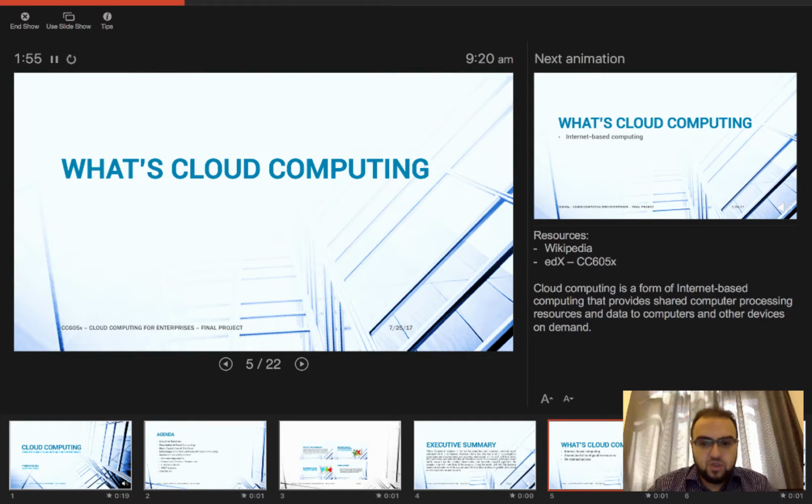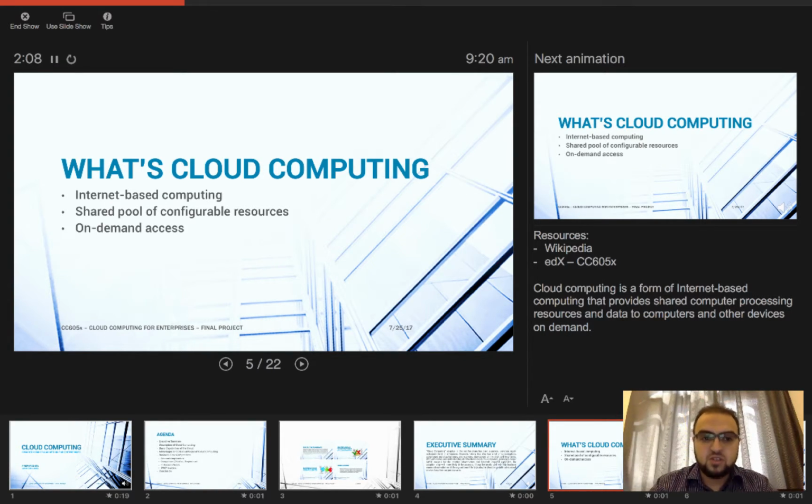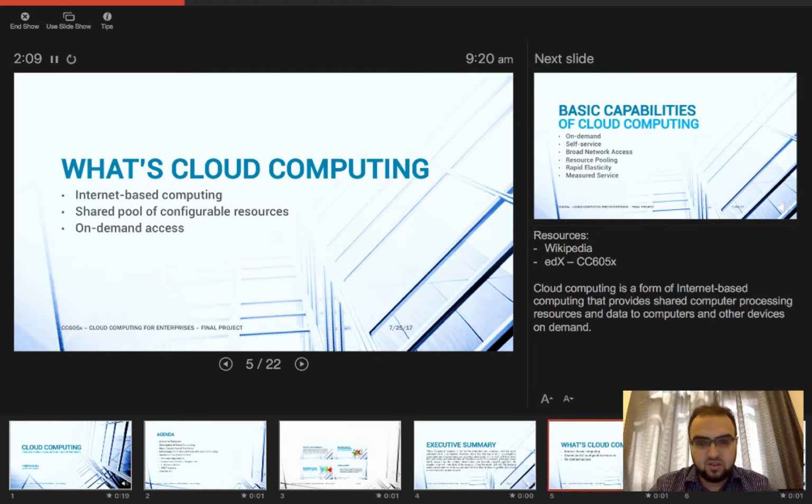So what's cloud computing? Cloud computing is an internet-based computing of a shared pool of configurable resources like storage, compute, network, etc., and is provided on demand access.